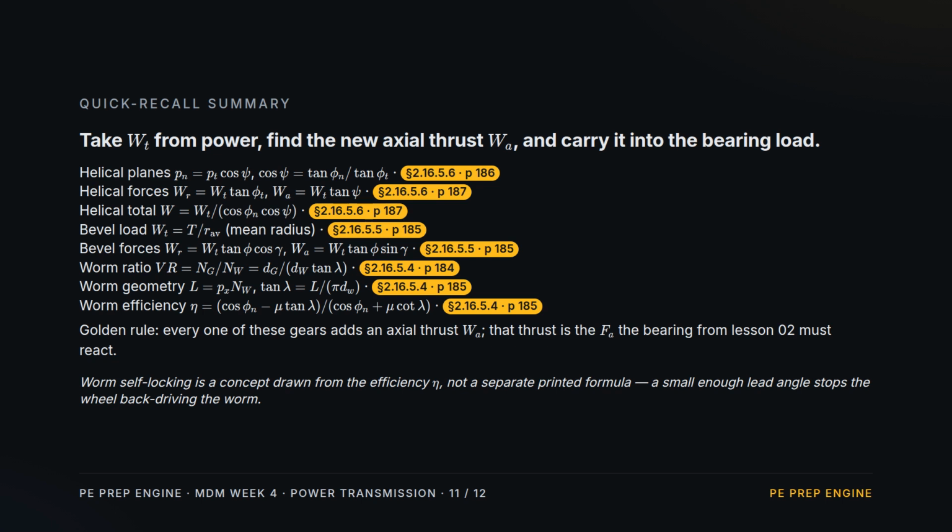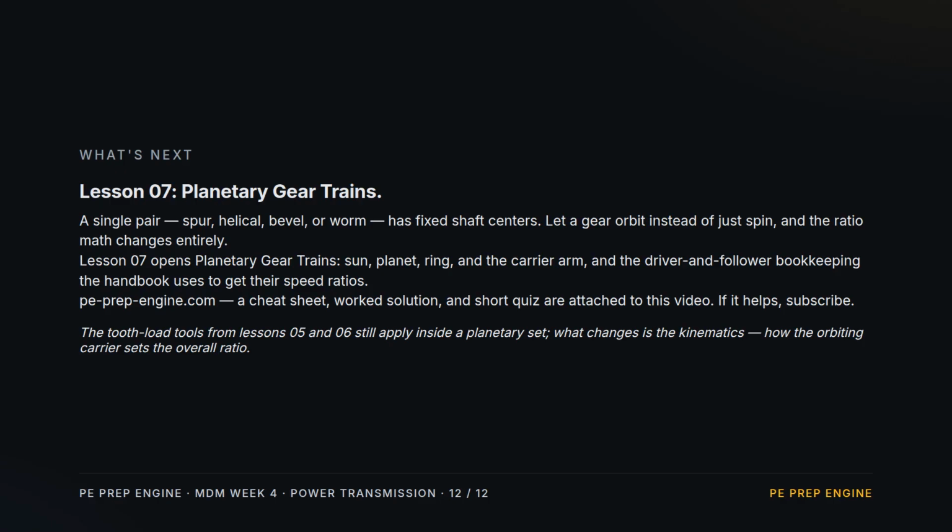For worm drives, the ratio is teeth over starts. The lead and lead angle come from the axial pitch and worm diameter, and the efficiency carries the friction. Golden rule: every one of these gears adds an axial thrust, and that thrust is the load the bearing from Lesson 2 must react. Next up, Lesson 7, Planetary Gear Trains.